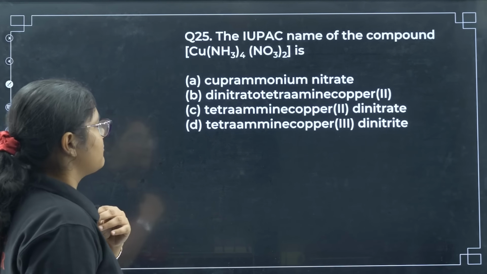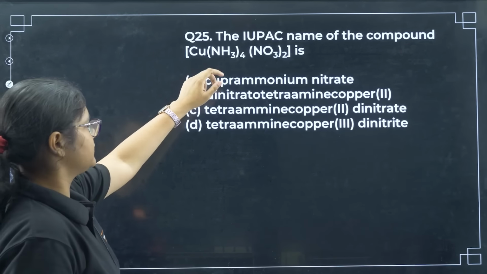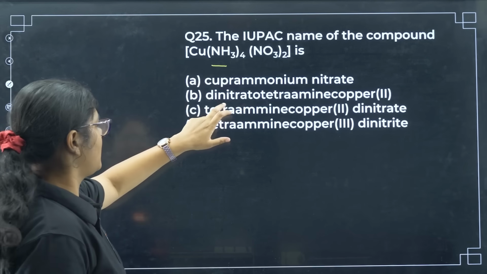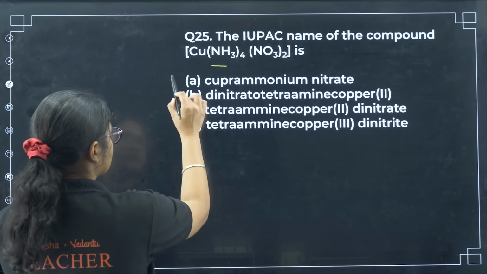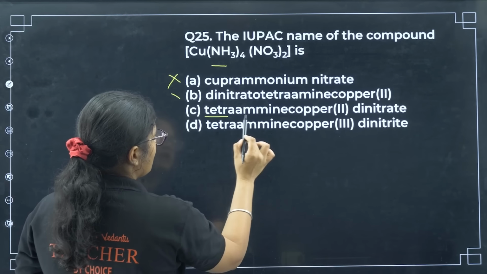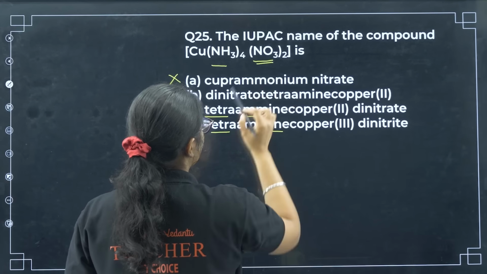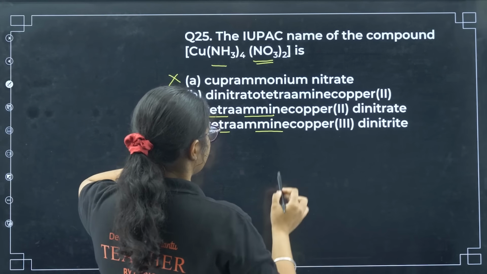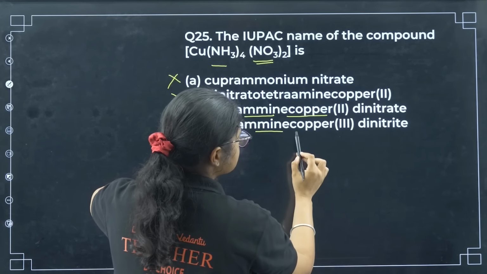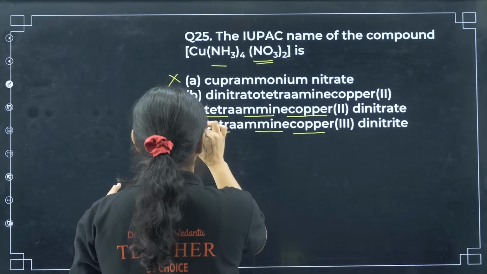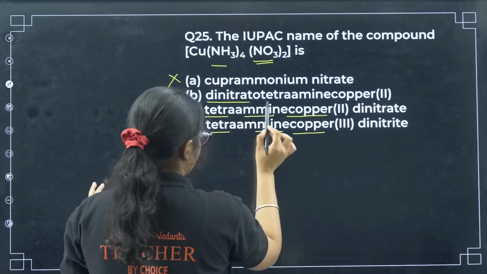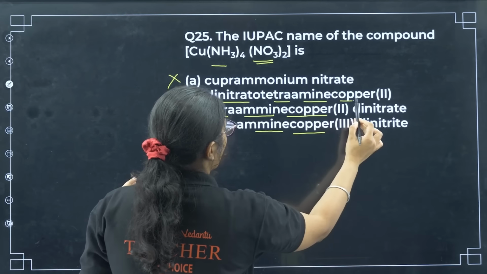The IUPAC name of the given compound is? First of all amine group is there, so tetraamine. Then there is one more, that is nitrato, right? This ligand is nitrato, but after this one only copper is given. So this also I can eliminate. So dinitrato, tetraamine, copper 2.